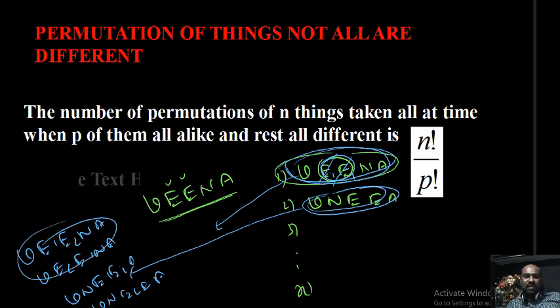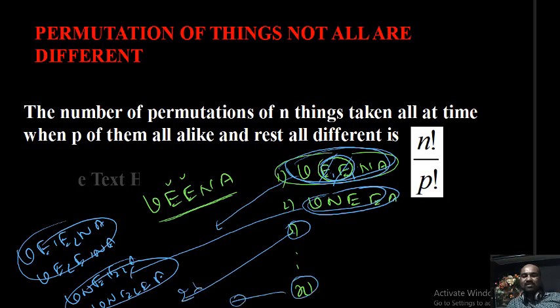This gives another two factorial linear permutations. This one gives another two factorial, this one also gives another two factorial linear permutations. How many? x into two factorial linear permutations. All these are x into two factorial linear permutations.